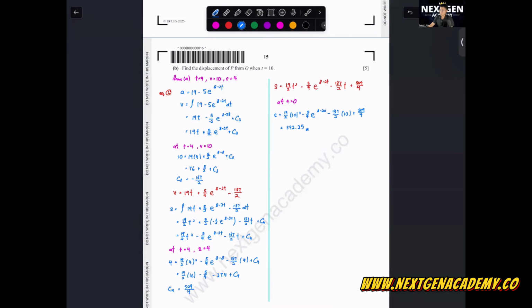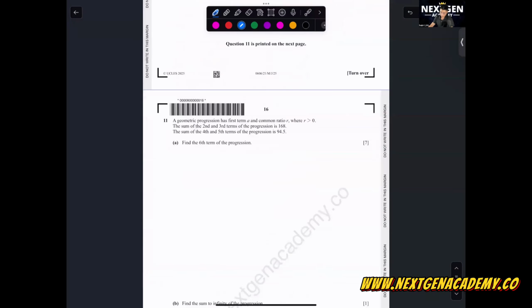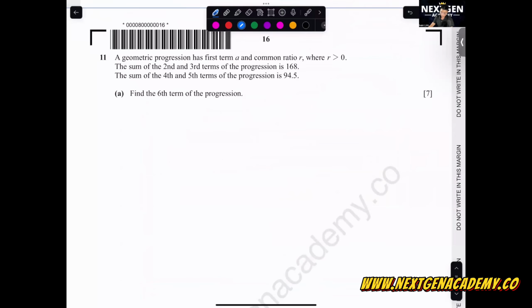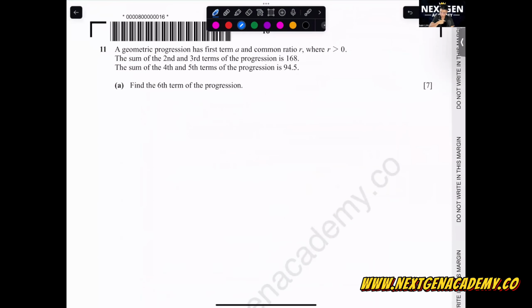Okay, let's go to one last one before we end today. Question 11. A geometric progression has first term A, common ratio R. R is more than 0. The sum of the second and third terms of the progression is 168. The sum of the fourth and fifth terms of the progression is 94.5. Find the sixth term of the progression. Okay, this is a geometric progression.